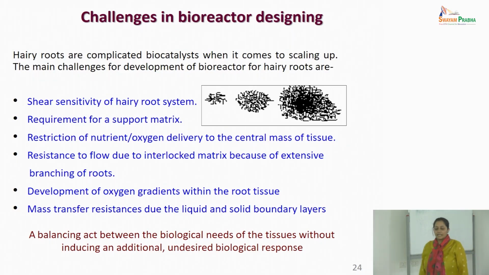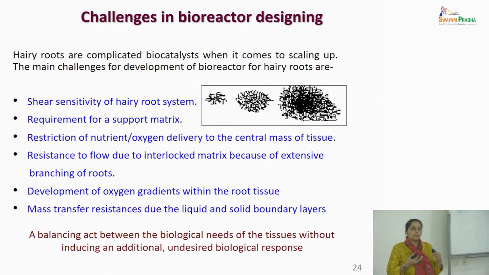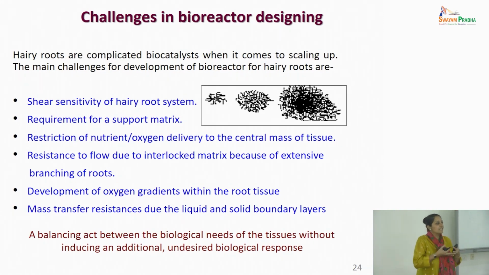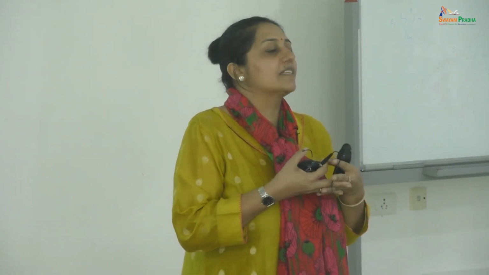Requirement of support matrix. I did mention that they are self-immobilizing in nature. Self-immobilizing in that, to kickstart further branching or multiplication, the roots require a support matrix. And this is facilitated if they are inoculated onto a support. Now, we ourselves had faced that challenge when we were working with Azadirachta indica hairy roots, when we were bringing it into reactor systems, when we were using stirred reactors and pneumatically driven reactors.